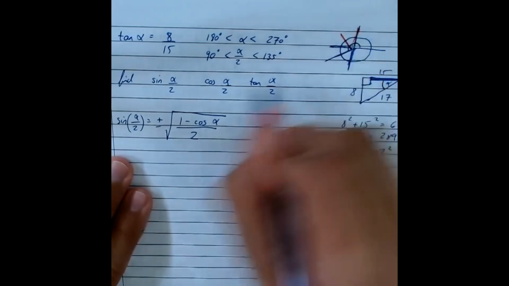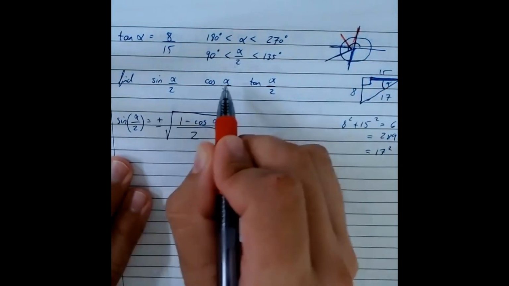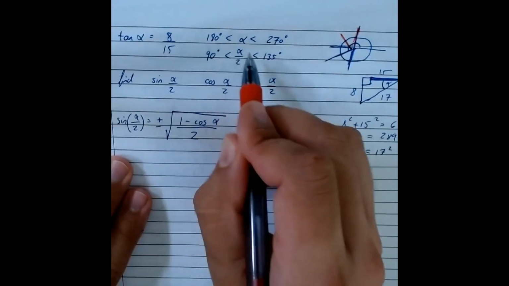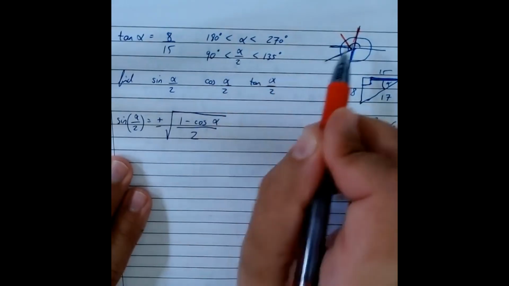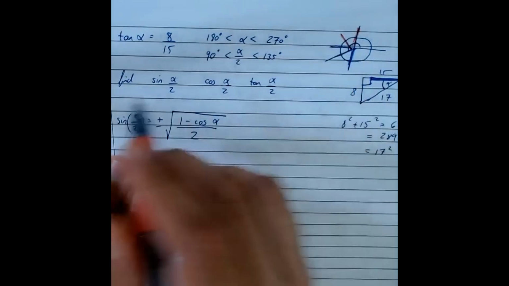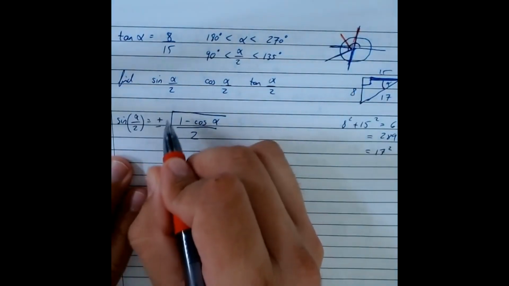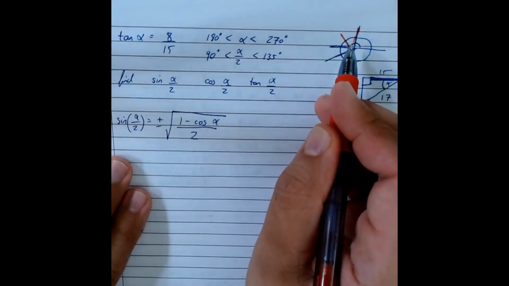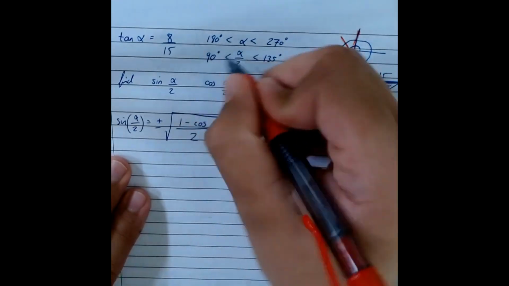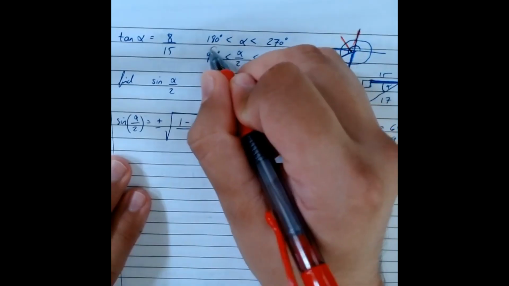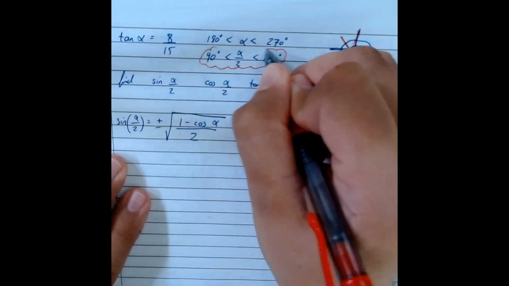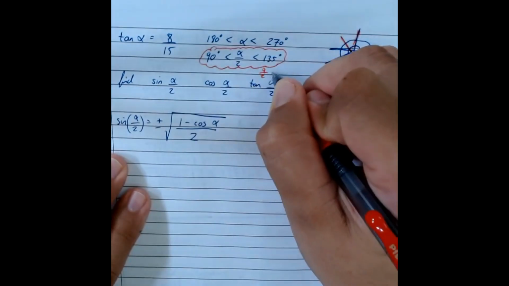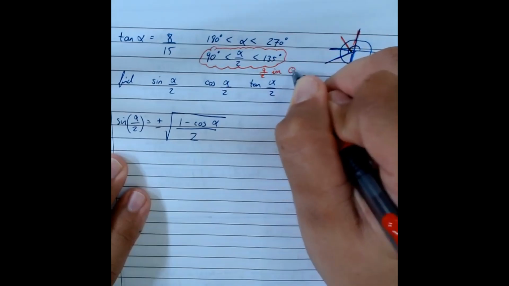So in quadrant number 2, sine is positive, cosine is negative, and tangent is negative. So right here, the location where alpha over 2 lands you, in this case quadrant number 2, informs which of the radicals I want. Since alpha over 2 is in quadrant number 2, that will inform whether we want a positive or a negative for each one. Alpha over 2 is in quadrant number 2.